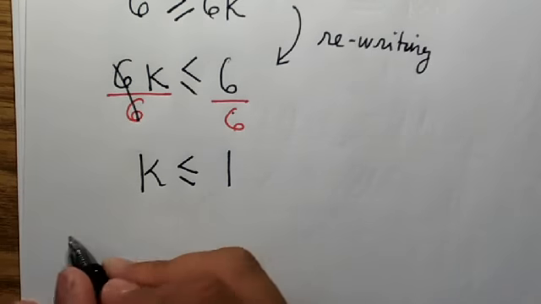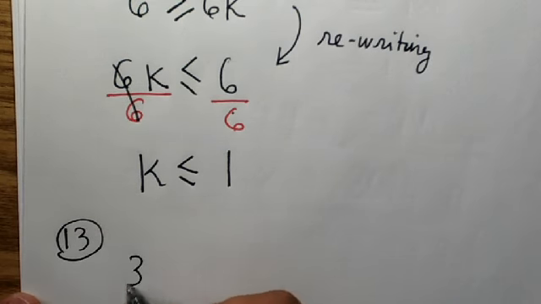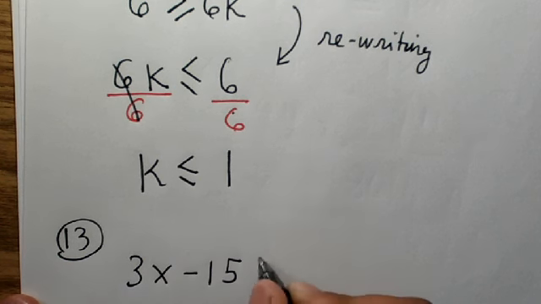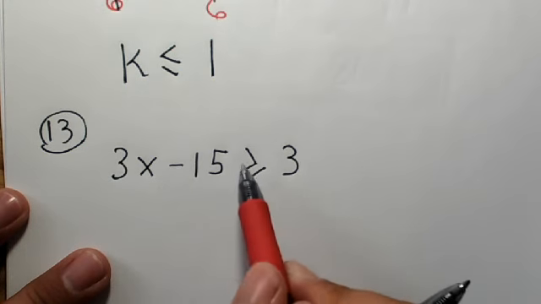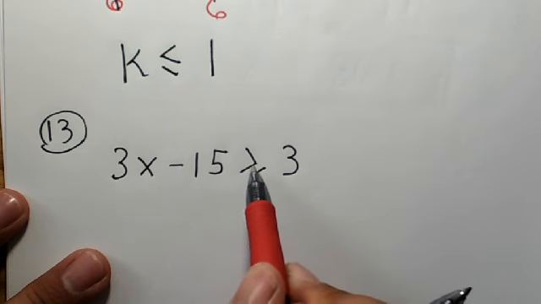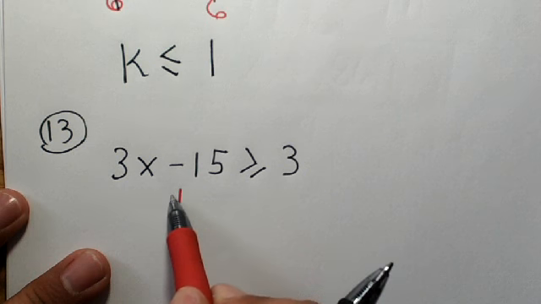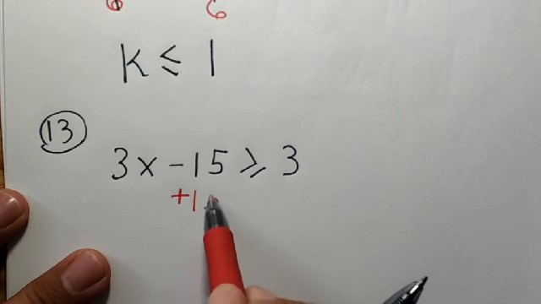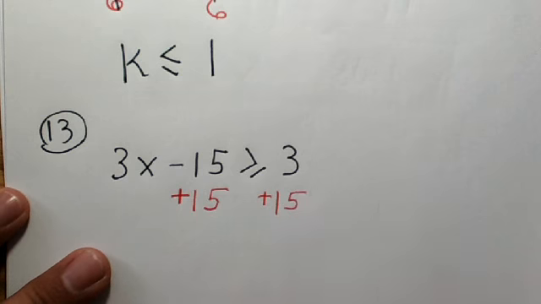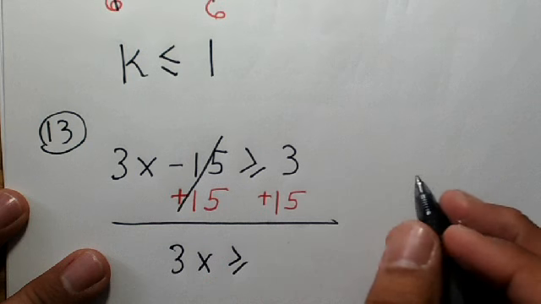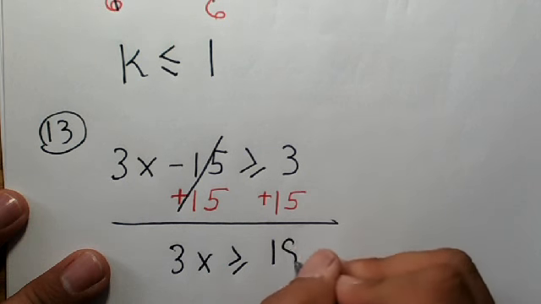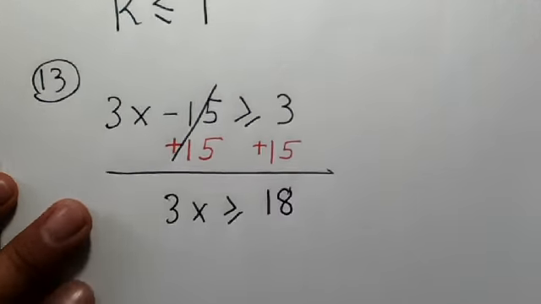Look at number 13. Number 13 says 3x minus 15 is greater than or equal to 3. We're going to solve this as we normally solve an equation. We're going to treat it the same way. We're going to treat this as an equal sign for right now. What would be the first step here? Plus 15. Excellent. What's the 15 plus 3? 18. And then what do we do, Mr. Barba?